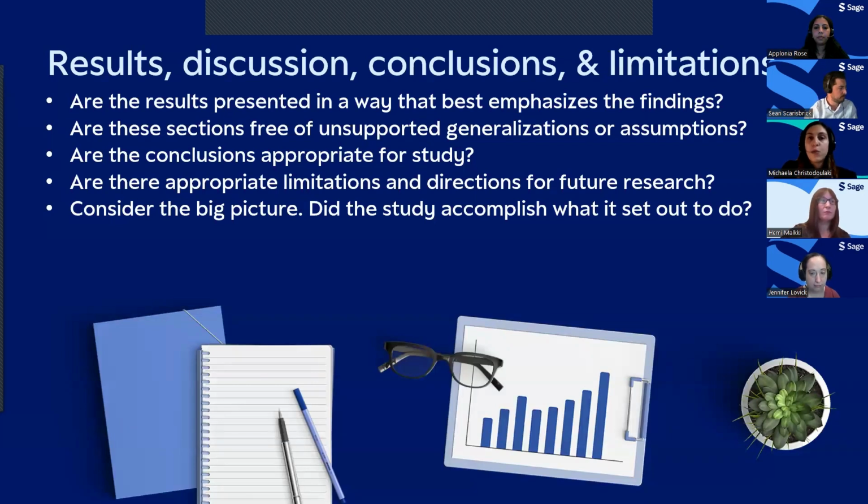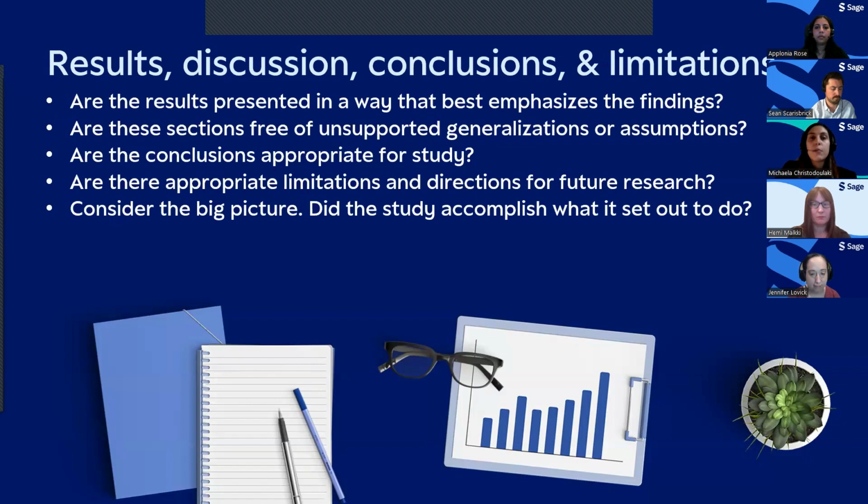A lot of questions raised in analyzing the materials and methods section flow over into the results, discussion, and conclusion sections. Common questions to think about when reviewing these sections include: are the results presented in a way that best emphasizes the findings? Are these sections free of unsupported generalizations or assumptions? Are the conclusions appropriate for the study? And are there appropriate limitations and directions for future research? Also, it is important to ensure that figures accurately show the data that are presented in the results section.